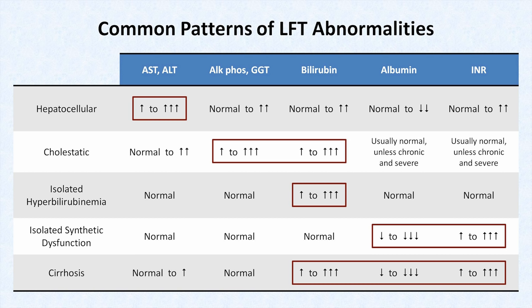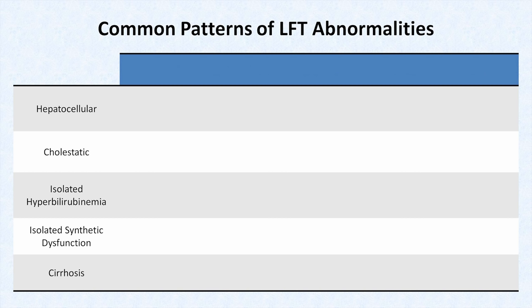Now, some literature references also discuss a category for infiltrative diseases, in which the primary derangement is an elevation of alk phos with a relatively normal bilirubin. I have not personally found this category to be frequent enough to consider on a regular basis. And the very last thing I'll discuss is a review of the etiologies of these various patterns and what the next steps typically are in the workup.